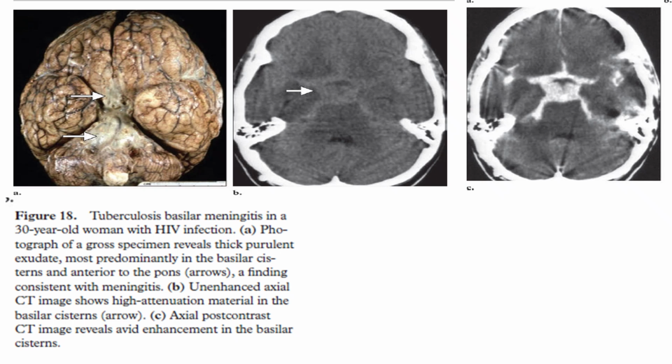Here we can see tuberculous basilar meningitis in a 30-year-old woman with HIV infection. First image is a photograph of the gross specimen revealing thick purulent exudate, most predominantly in the basal cistern and anterior to the pons, a finding consistent with meningitis. Second image shows an unenhanced axial CT image with high attenuation material in the basal cistern. Third image, we can see an axial post-contrast CT image revealing enhancement in the basal cistern.